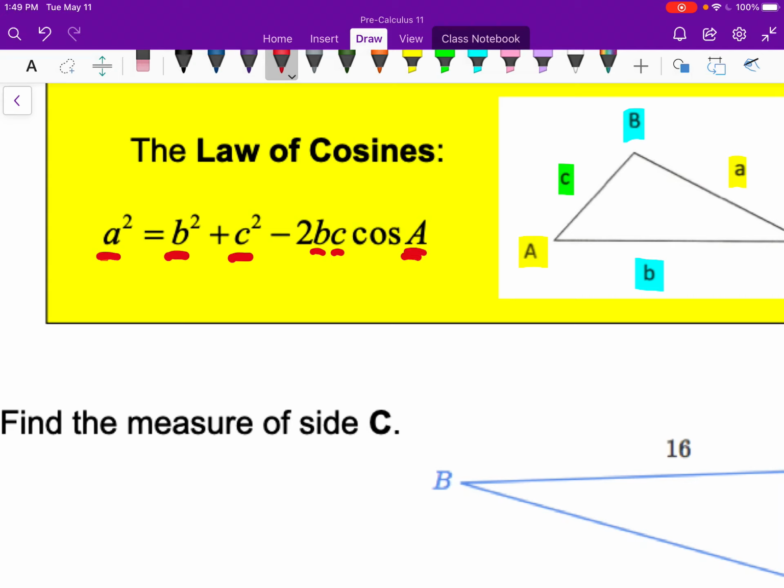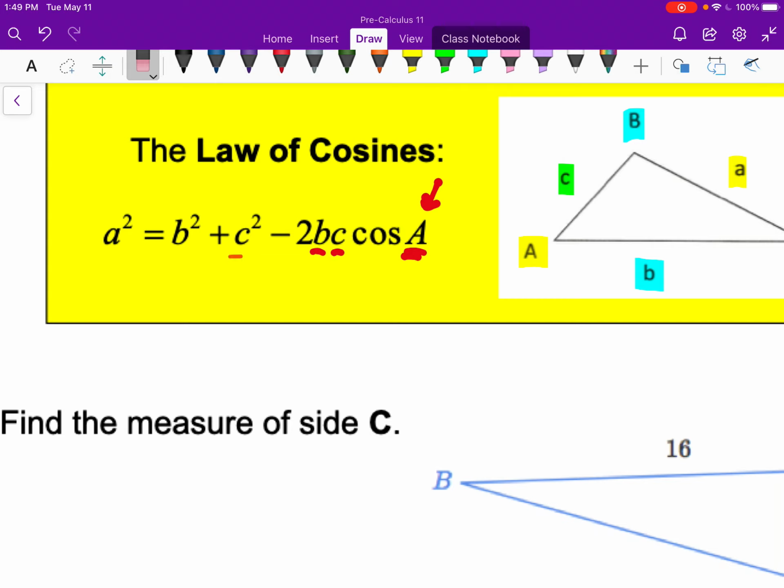Whereas this represents the angle that is opposite to the side we're trying to find. This is set up so that if we find a squared, we can find a really easily by taking the square root. So in essence, this is set up to find side a if we want. And to find side a, we need to know the measures of the other two sides, as well as the measure of the angle opposite from the side we're trying to find. That's essentially what this represents.